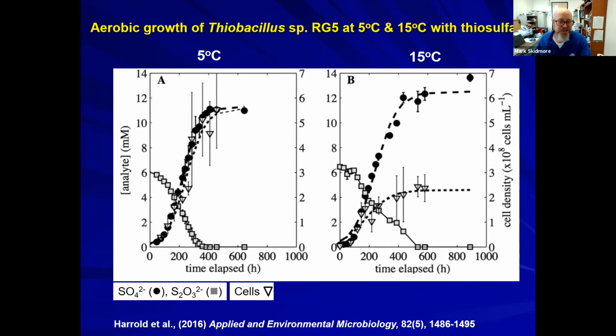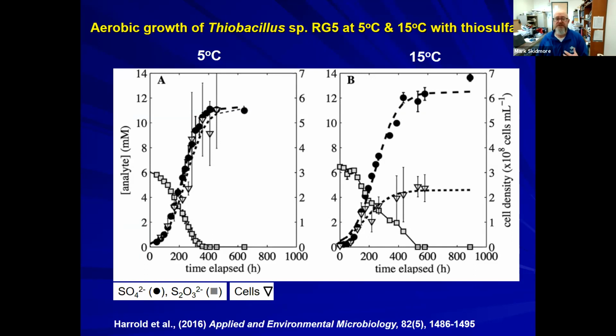What's interesting is that in the two panels, left and right, one is at 5 degrees Celsius and the other at 15. If you look at the time scale on the bottom and then look at the rate at which the thiosulfate is consumed and the sulfate produced, and the cell biomass, which is the triangles, you'll see higher cell biomass and slightly more rapid rates of thiosulfate conversion at 5C than at 15.